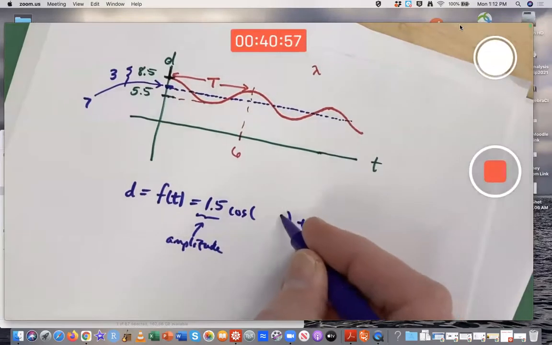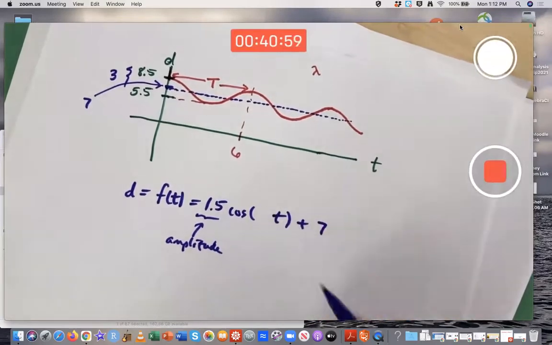Inside the parentheses of the cosine function, there's a t, but there's something in front of the t. What goes in front of the t? It's just something you probably needed to remember.